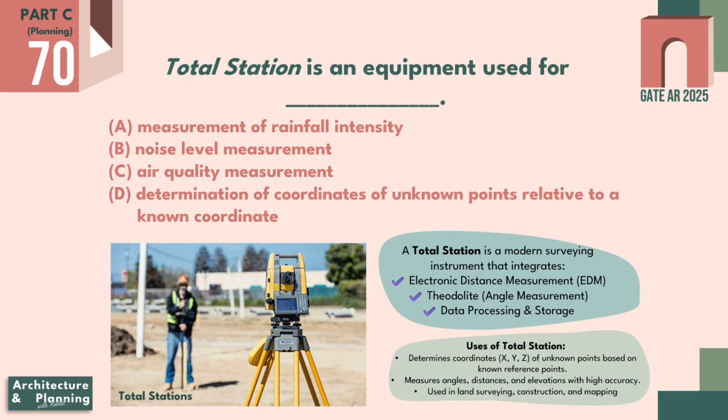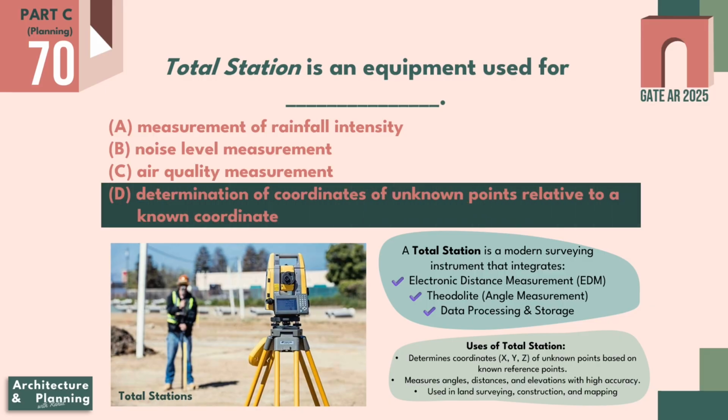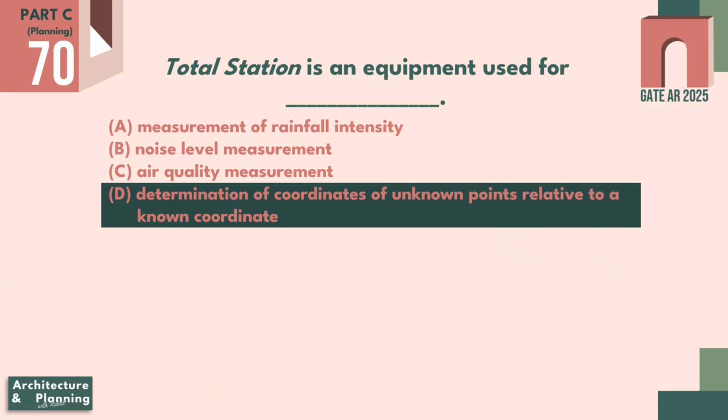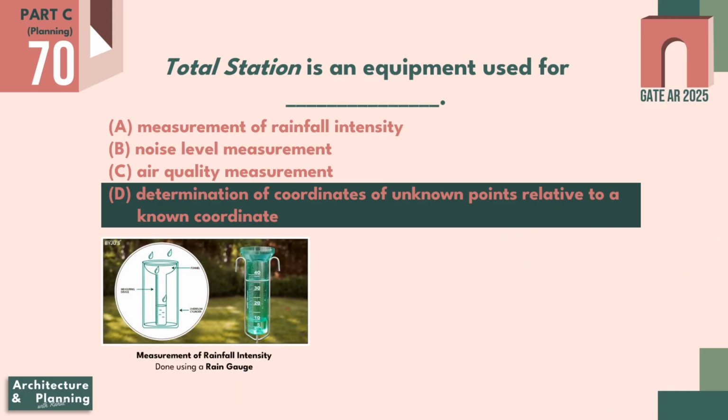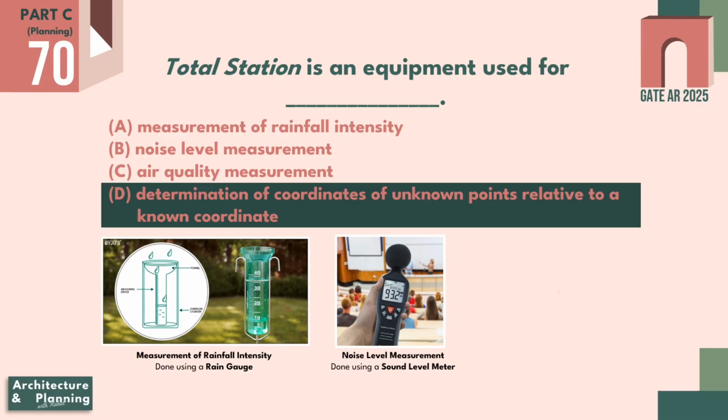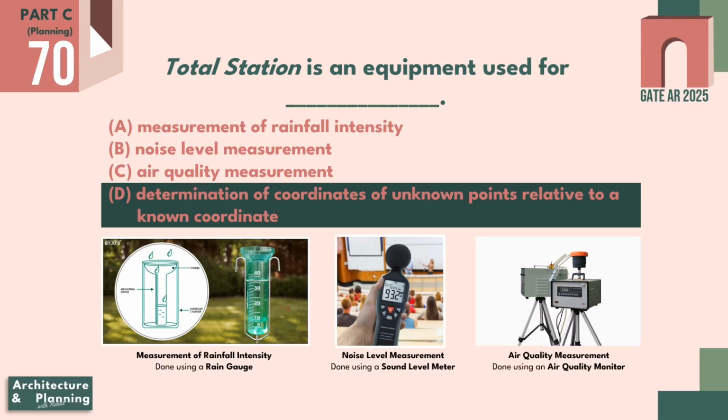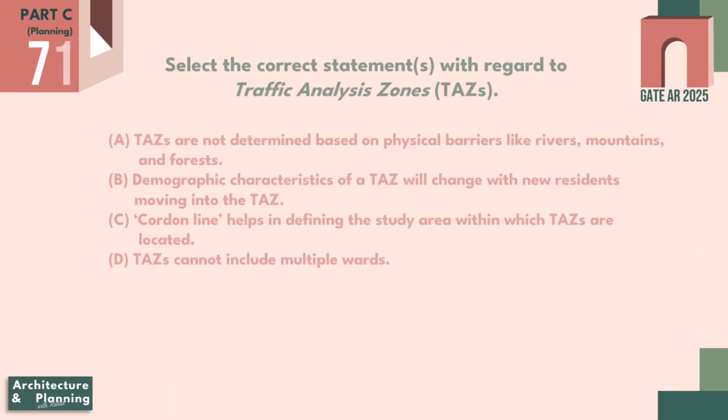Therefore, the correct answer of this question is option D, determination of coordinates of unknown points relative to known coordinates. Now let's quickly see other options given here. Option A, measurement of rainfall intensity is done with the help of rain gauge. Option B, noise level is measured by sound level meters. And option C, air quality is measured by air quality monitor. Let's move to the next question. Select the correct statements with regard to traffic analysis zones.